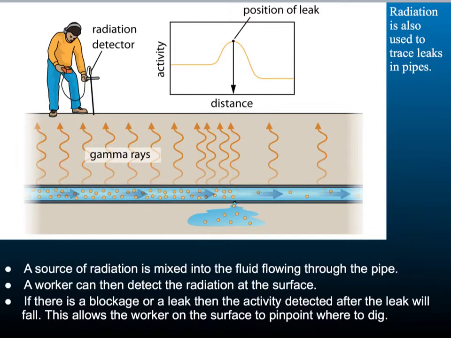In order to find the source of a leak within a pipe, a source of radiation is mixed into the fluid flowing through the pipe. A worker can then detect radiation at the surface. If there is a blockage or a leak, the activity detected after the leak will fall. This allows the worker on the surface to pinpoint where to dig. The source used must emit gamma radiation, as alpha or beta particles would not reach the detector above.